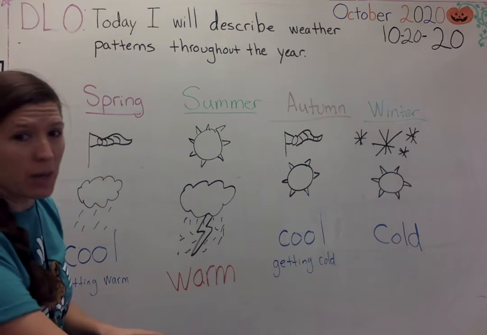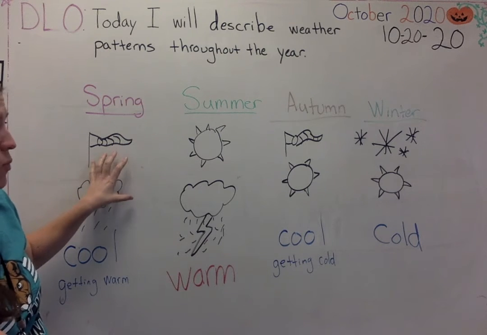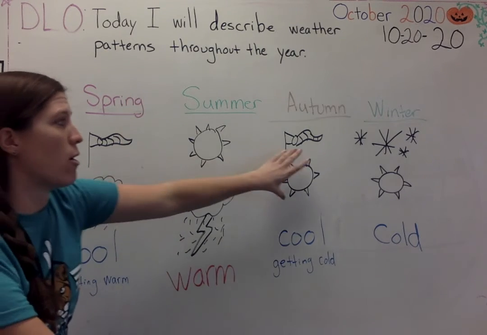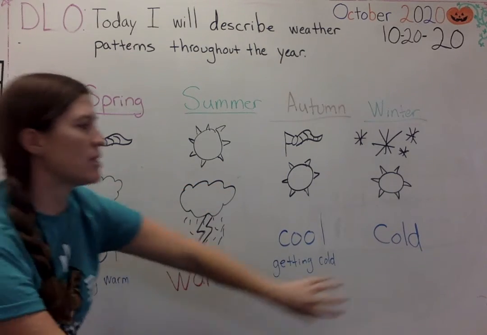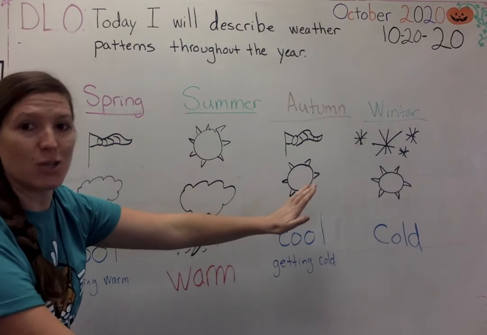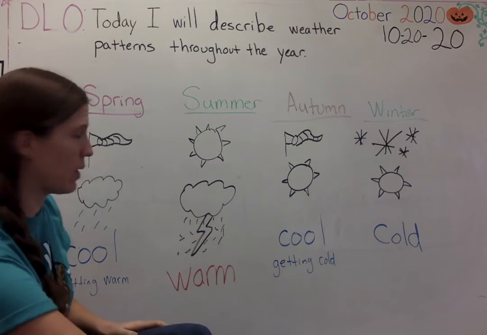So here's some other patterns that I see here. In the springtime, we have wind. In the autumn, we have wind. So the seasons between our warmest days and our coldest days, there's lots of wind happening. Now, I'm no meteorologist. We'll learn about that tomorrow.